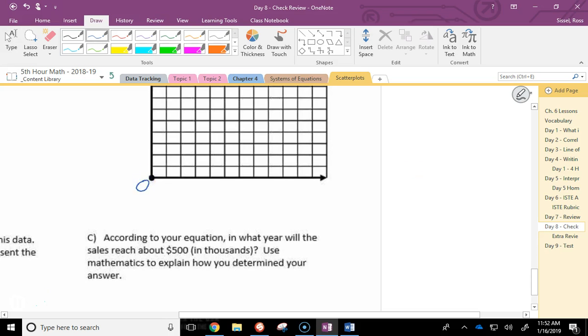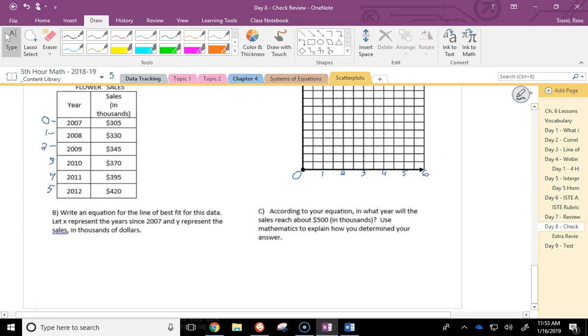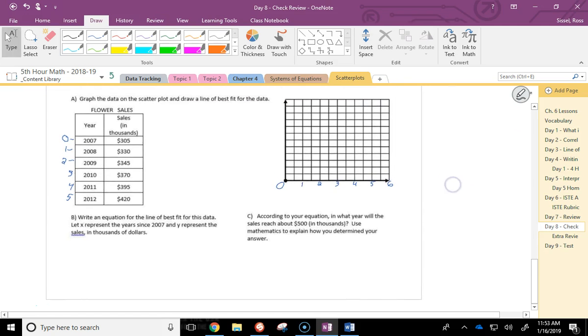To help me, I'm going to skip by half a year, by 0.5. So I'm going to go 0, half, 1, 2, 3, 4, 5, and 6. And I should have enough covered there. Remember, we want to use as much of our scatter plot as possible.